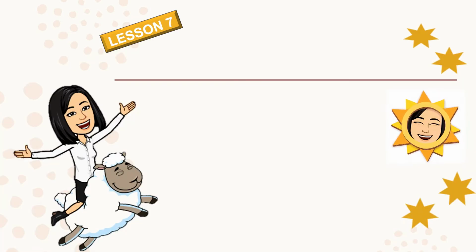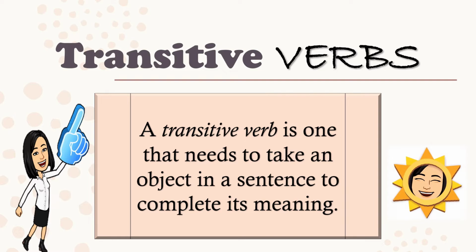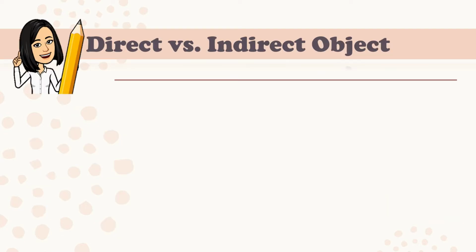Now, we're going to be talking about the verbs that we include in our sentences, and we call them transitive and intransitive verbs. Let's know more about transitive verbs. A transitive verb is one that needs to take an object in a sentence to complete its meaning. In other words, a transitive verb requires an object next to it.